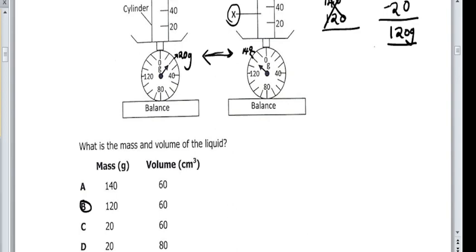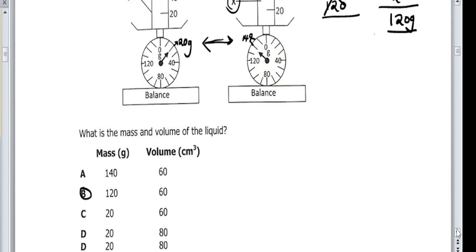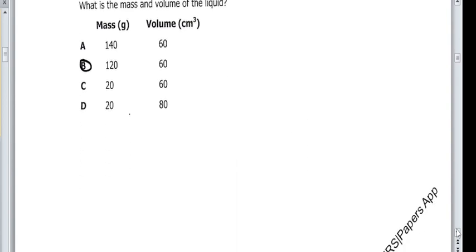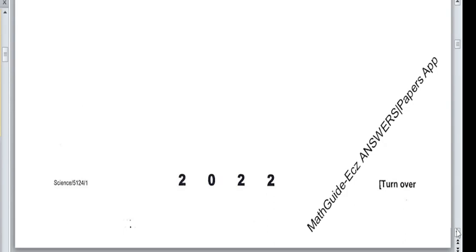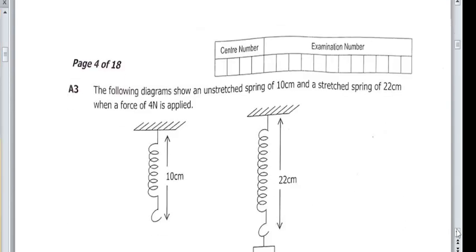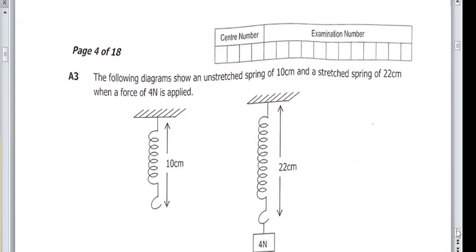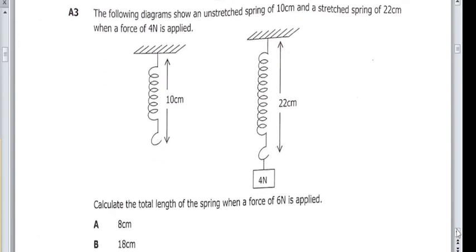The question we're going to look at now is question 3. The following diagrams show an unstretched spring of 10 centimeters and a stretched spring of 22 centimeters when a force of 4 Newtons is applied. So that is what we have. Okay, let's see what's happening. Calculate the total length of the spring when a force of 6 Newtons is applied.